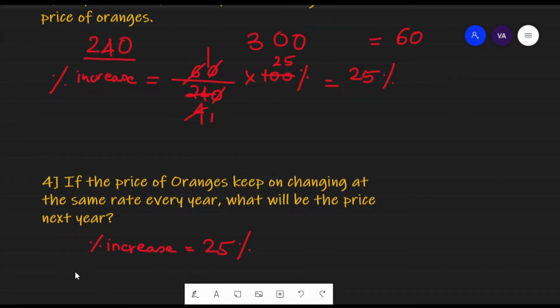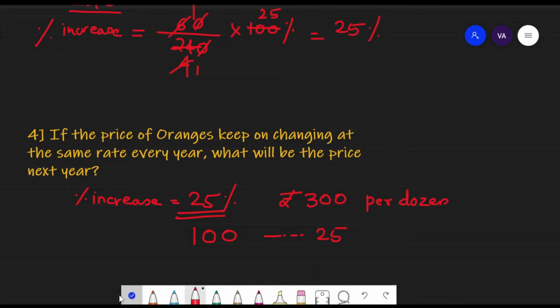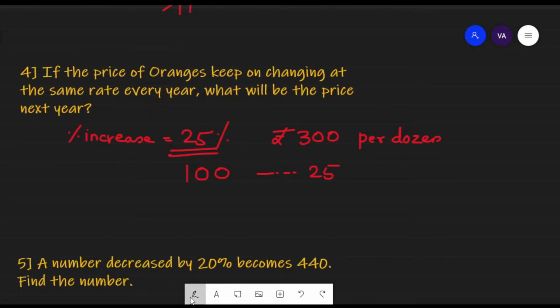Okay, and now the prices were 300, because last year the prices were 240. This year the prices are rupees 300 per dozen. They are asking us what will be the prices in the next year if they increase by the same rate. So the rate of increase is the same, 25%. So we can say that for every 100, 25 rupees the value is increasing.